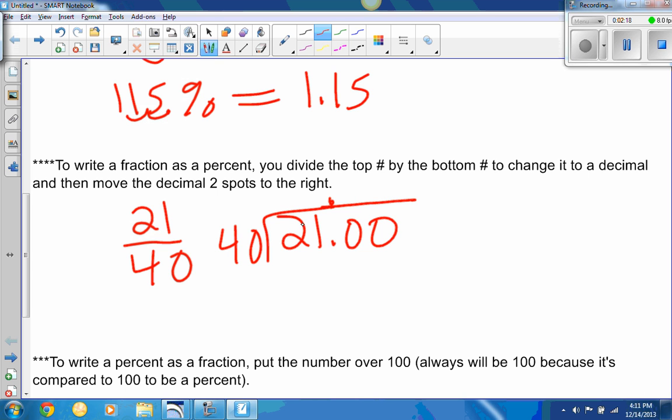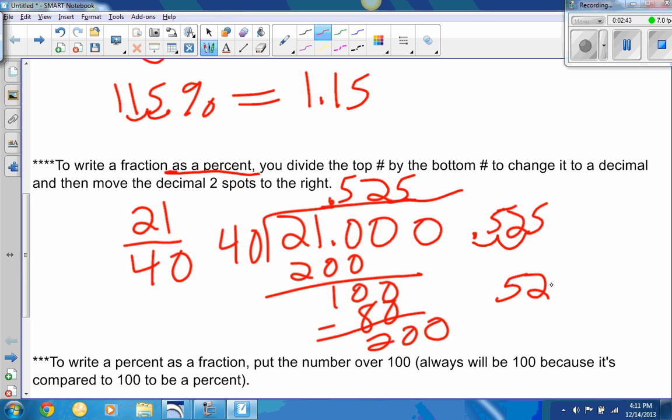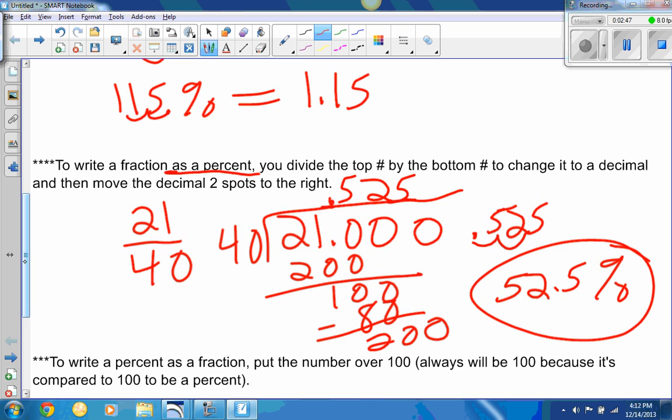So it doesn't go into 2 or 21, but it will go into 210 5 times. 40 will go into 100 twice. I have to borrow another 0, bring down a 0. So again, that'll go in there. So now I have my decimal of 0.525, but that's not what they asked for. It says write it as a percent. So then I have to go 2 to the right, and I will get 52.5% for my answer.